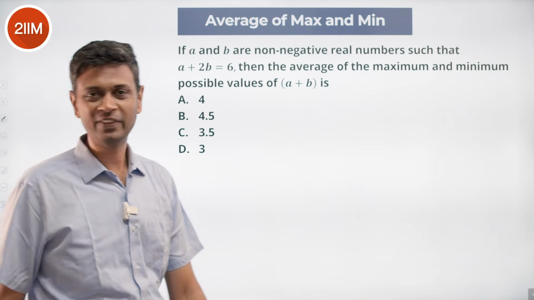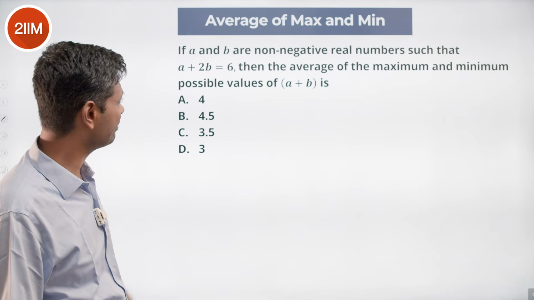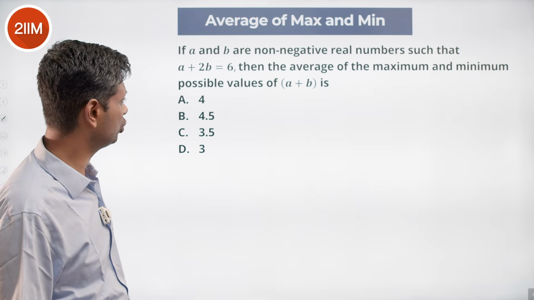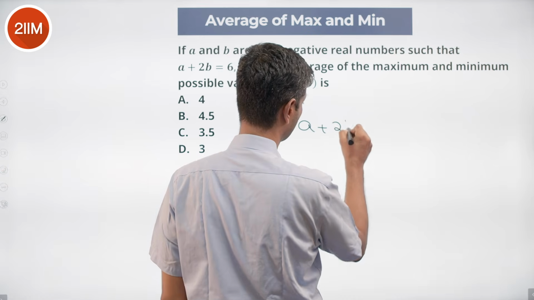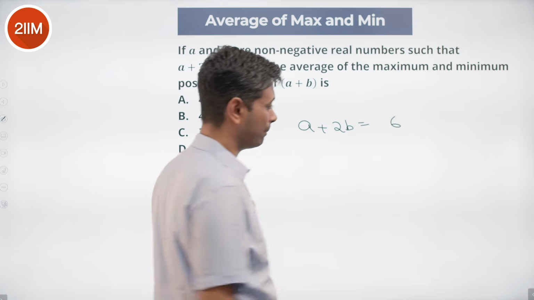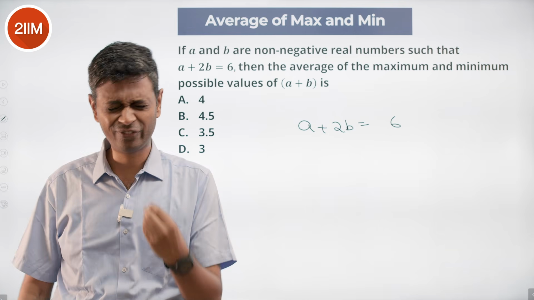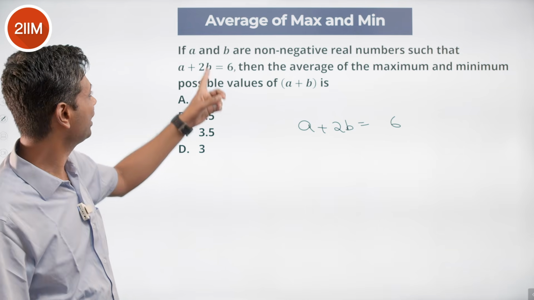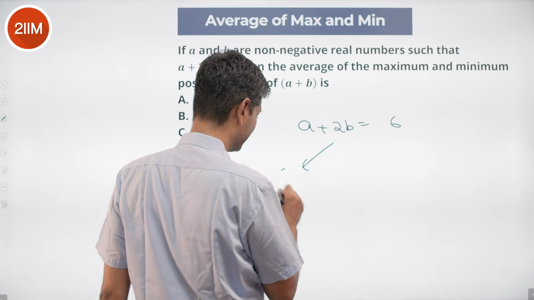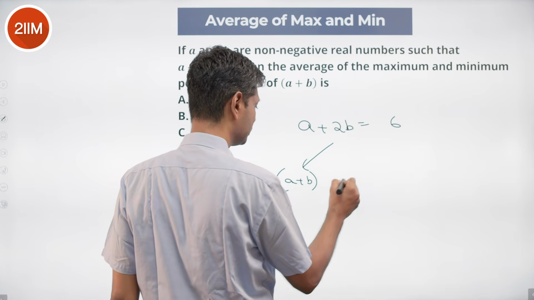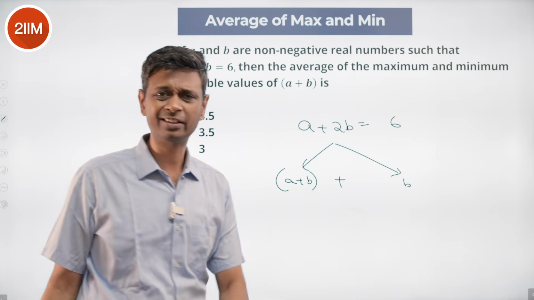A beautiful question. If A and B are non-negative real numbers such that A plus 2B is 6, then the average of the maximum and minimum possible values of A plus B is. We know that A plus 2B is 6. We want to find the maximum and minimum possible values of A plus B. Seems like a tricky question, but that's actually a freebie. They are non-negative real numbers. This A plus 2B, I want to break this as A plus B plus B. That's it, done, we're through.